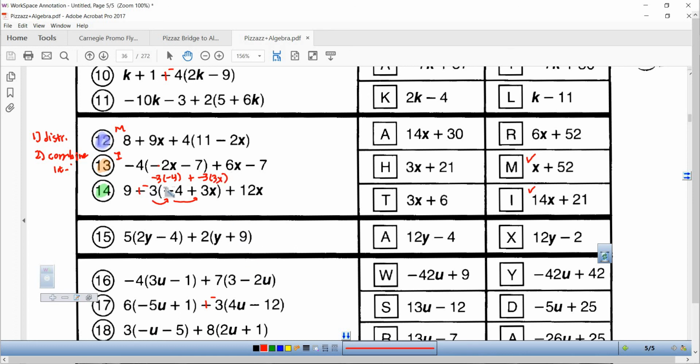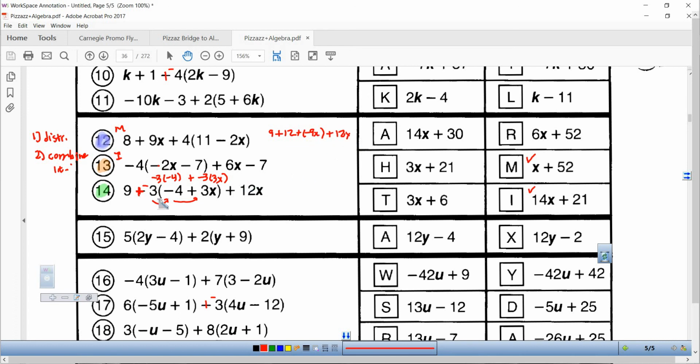All right. So now let's see what that simplifies to. Well, that 9 there I didn't do anything with, so that 9 is still there. A negative 3 times a negative 4 is a positive 12. And notice this is a plus now, okay? So it's plus 9 plus 12, okay? And then it's plus again, negative 3 times 3x. That's going to give me negative 9x. All right, and then plus 12x.